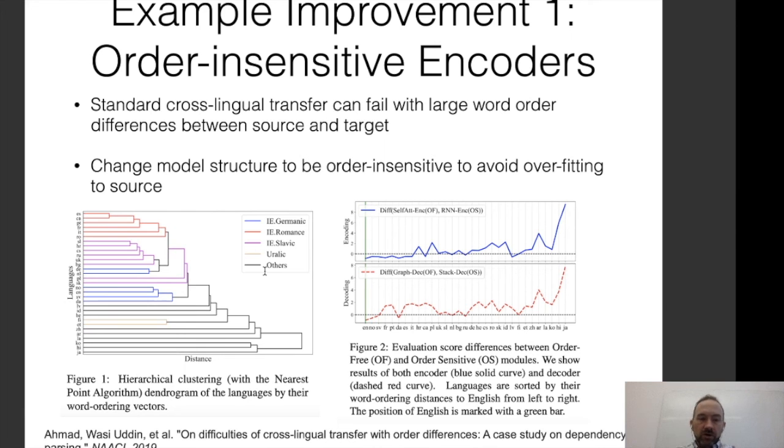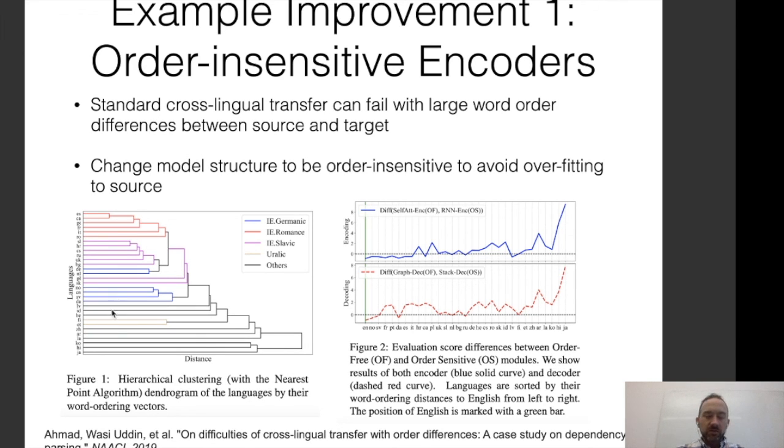So the standard way of applying dependency parsers to very low resource languages where we don't have a lot of data is to train them on one language and then apply them on another language, either with a small amount or very little data in that language. However, one of the issues is that cross-lingual transfer can fail when we're trying to transfer to very distant languages.